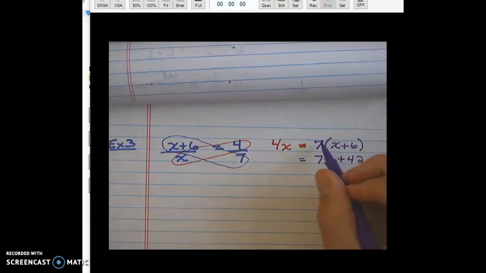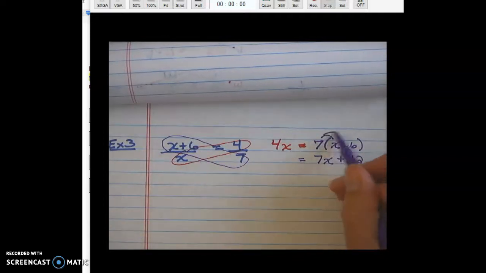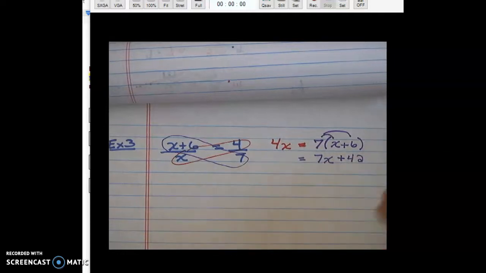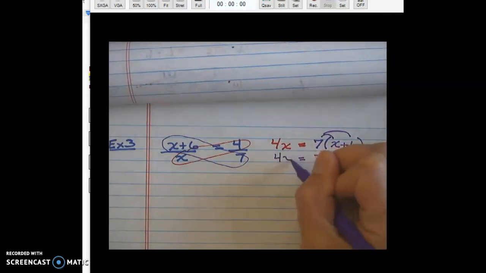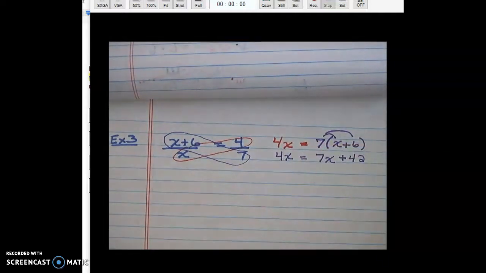You could have just started right there. Or you could write it this way, 7 times the quantity, then distribute. You would get the same answer. 7 times x is 7x, 7 times 6 is 42. On the left-hand side, we still have the 4x. Here we've got an equation with variables on both sides.